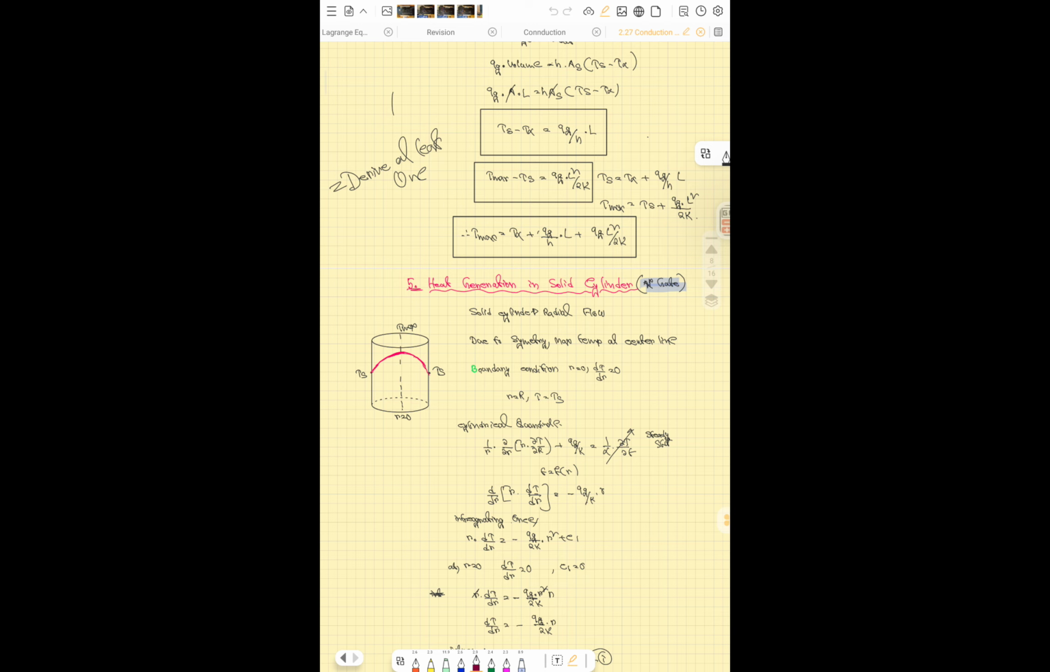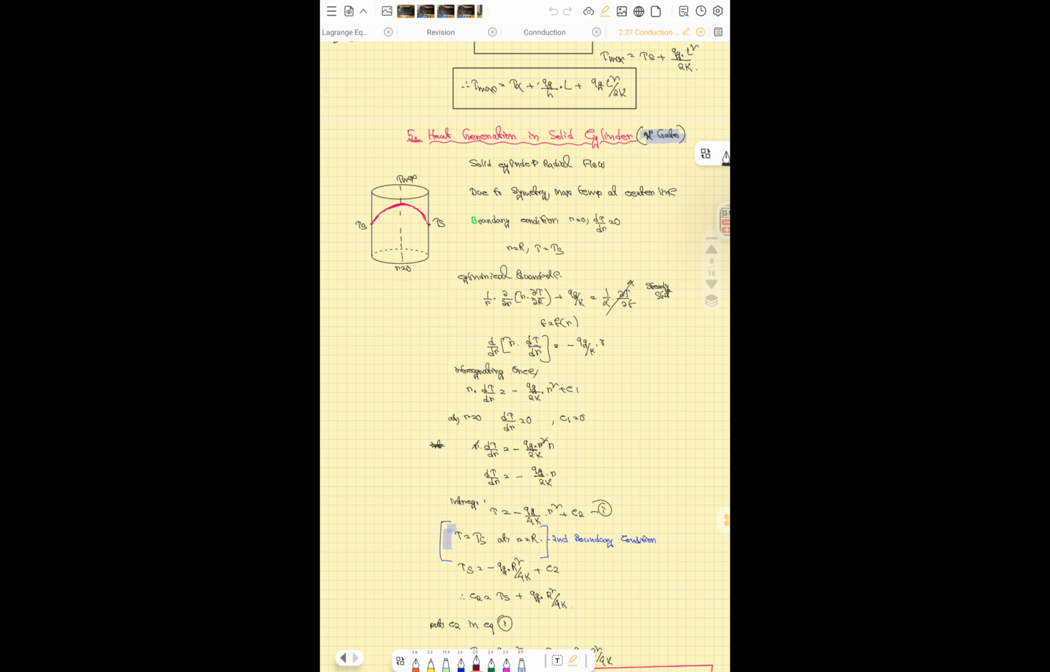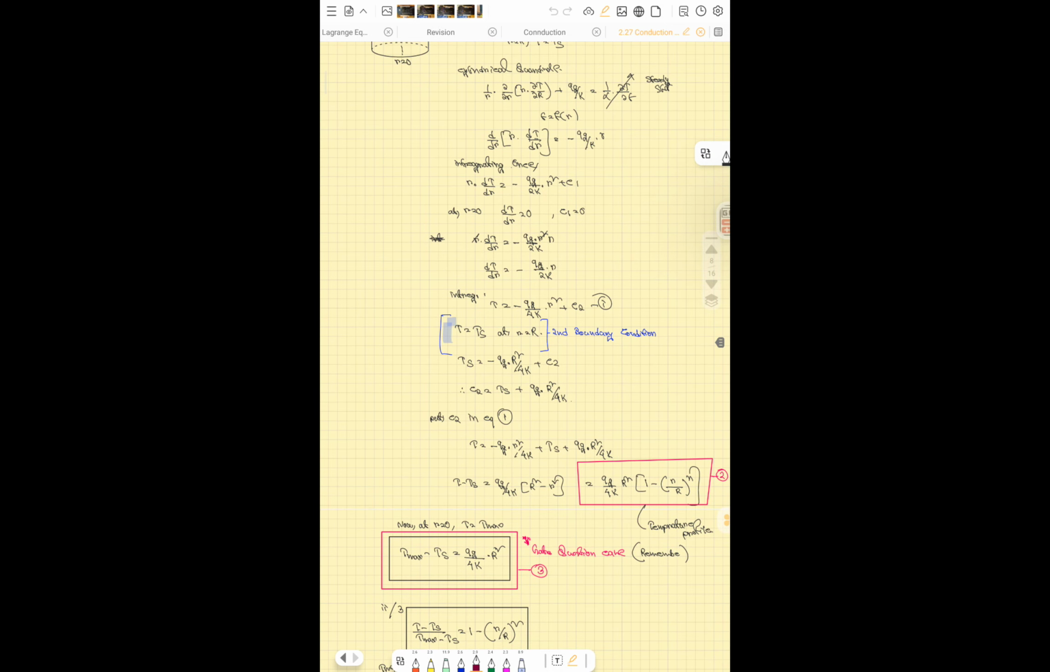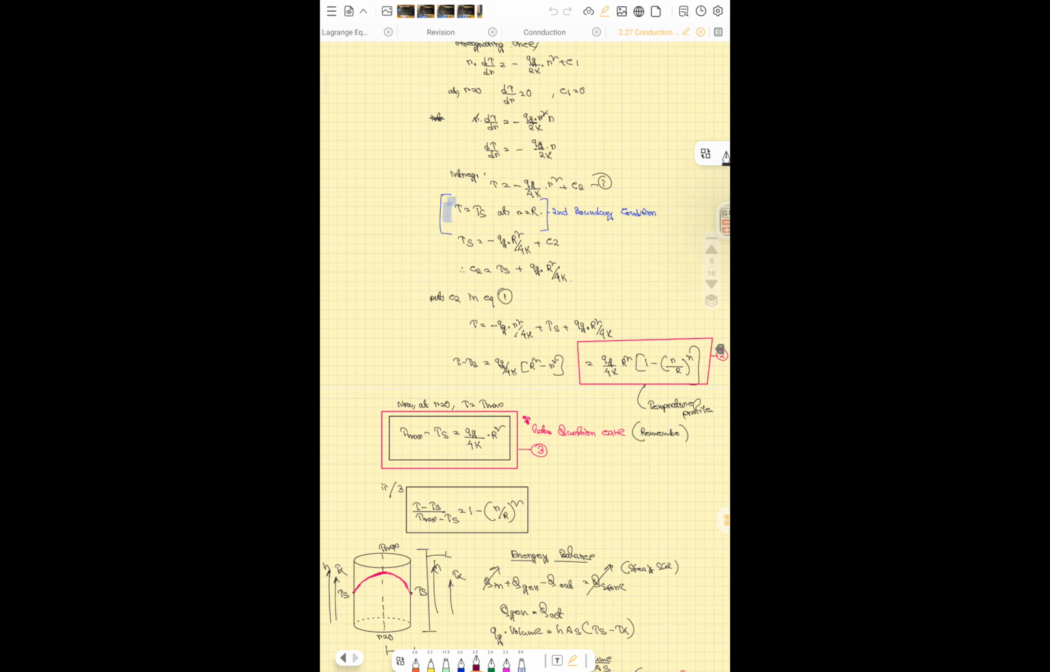One more thing you need to remember is the boundary conditions. At r equal to 0, dT by dr equals 0, and at r equal to R, the extreme end, T equals Ts. Putting everything in the equation and calculating the C1 and C2 values, the final equation is T minus Ts equals qg by 4k R square into 1 minus (r by R) whole square. That is the equation for a solid cylinder with heat generation.